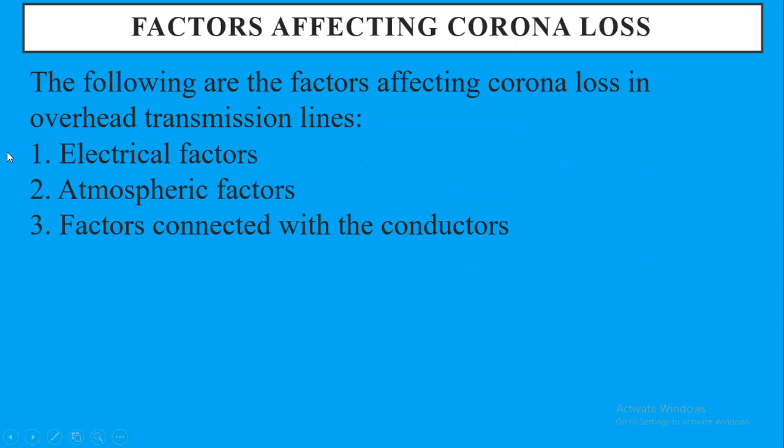So further, the factors affecting corona loss. What are the factors that affect the corona loss? The following are the factors affecting corona loss in overhead transmission lines. The concept of corona is not produced in underground transmission lines. It's a rule of thumb. Electrical factors have an impact on the corona losses, atmospheric conditions also, and lastly factors connected with the conductors.